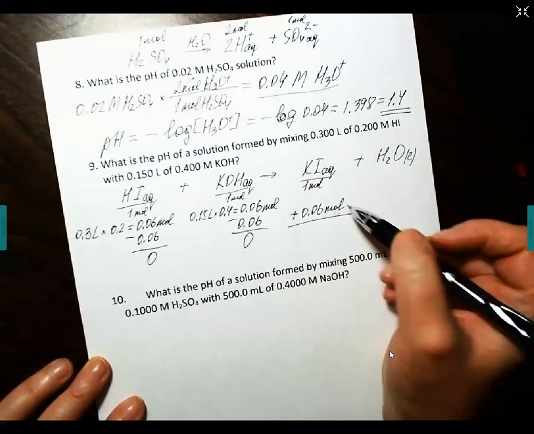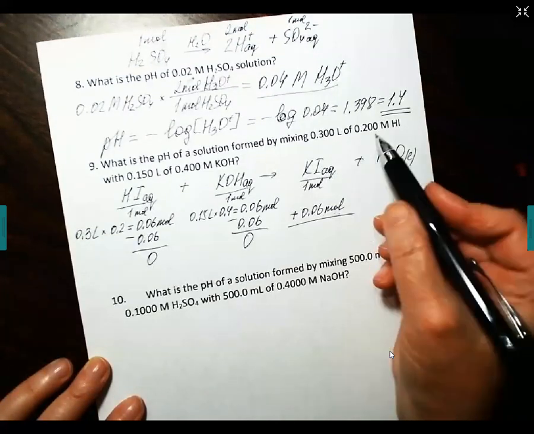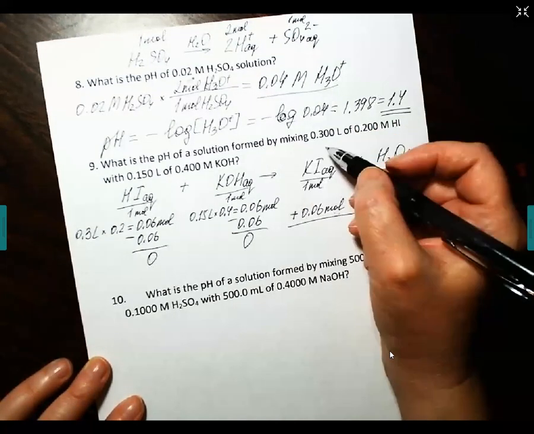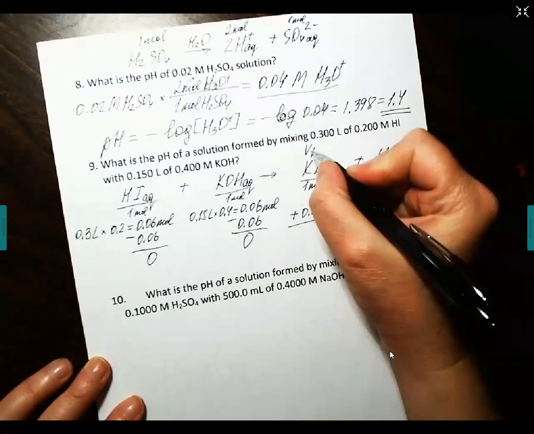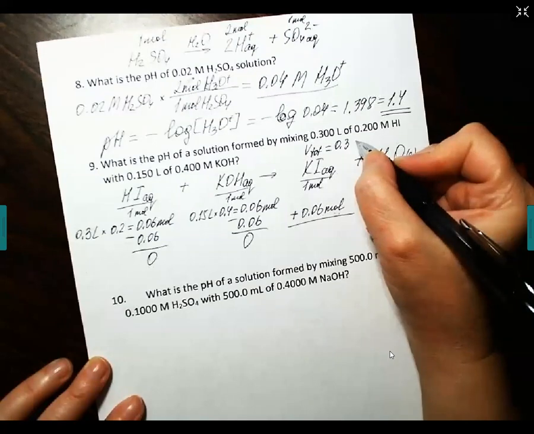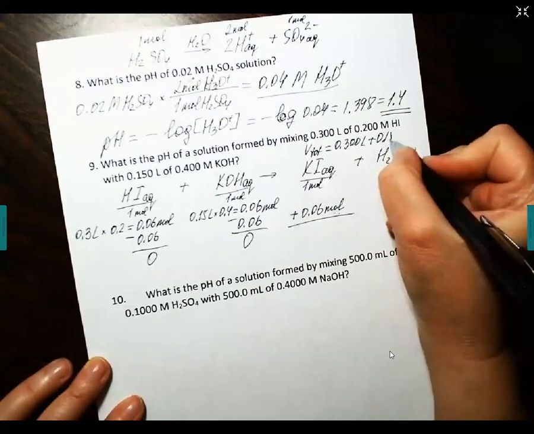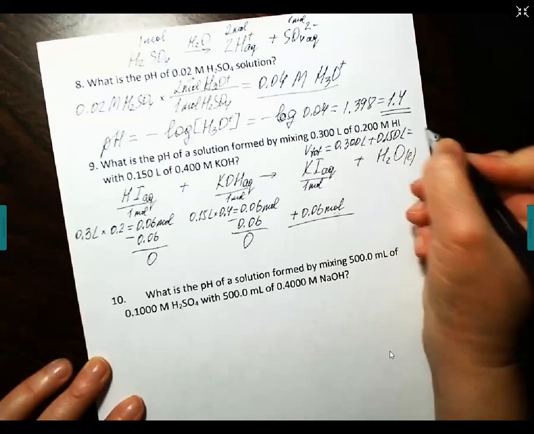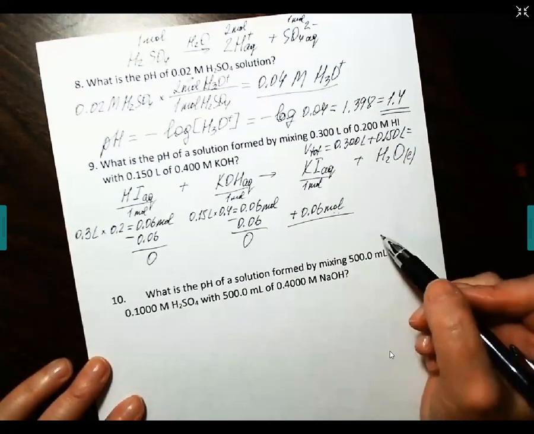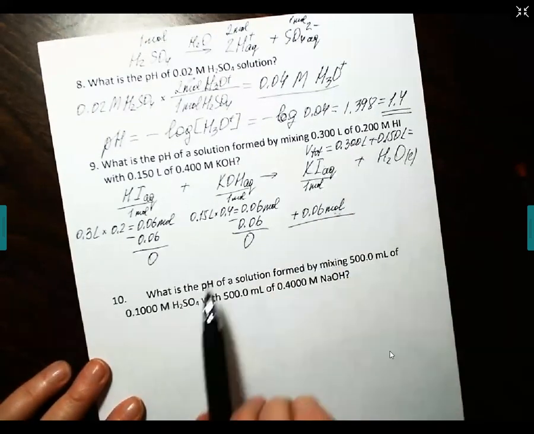If we needed to calculate its concentration, we should calculate the final volume, right? 0.3 liters plus 0.15 liters, and then divide by the total volume to calculate the molarity of our final solution.